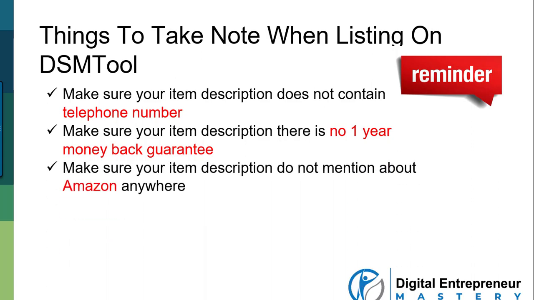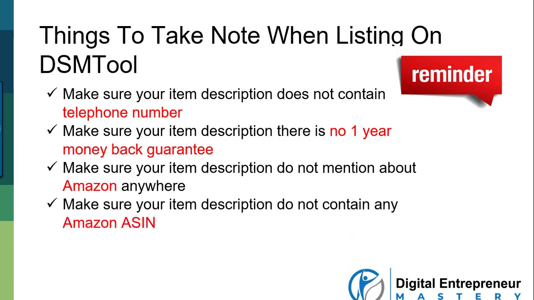And make sure that you do not have anything that mentions Amazon, whether inside the description or in the titles. Because we are using Amazon as a source, make sure that the word Amazon doesn't appear anywhere on the listing. And make sure that your item description does not contain any Amazon ASIN. A typical Amazon ASIN usually begins with a B0.